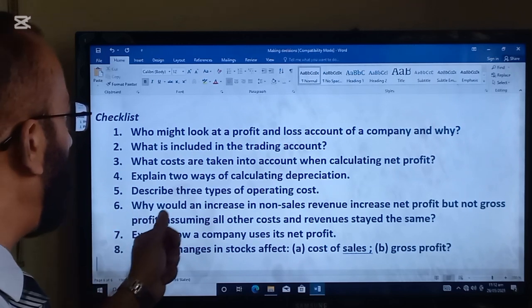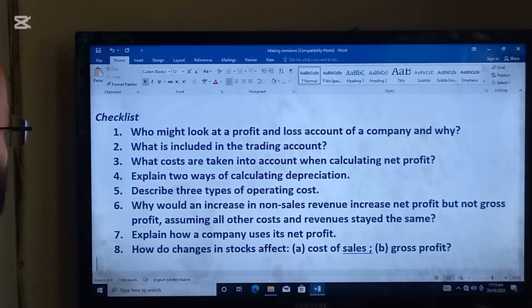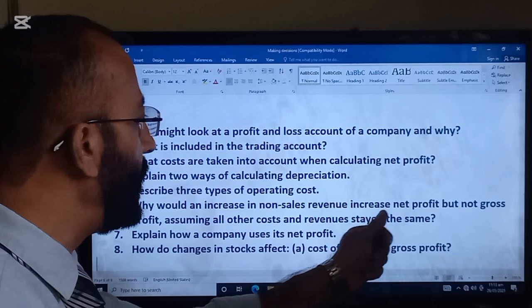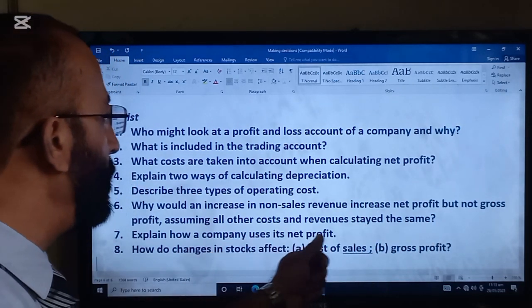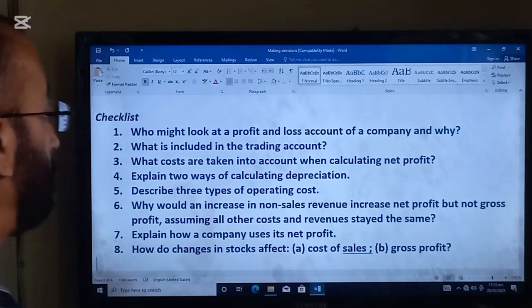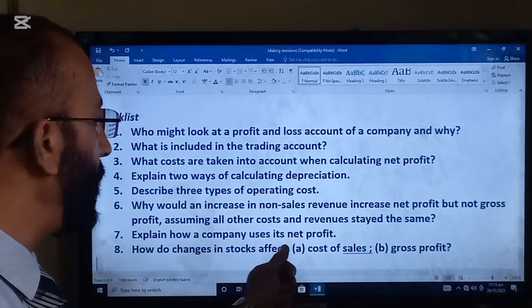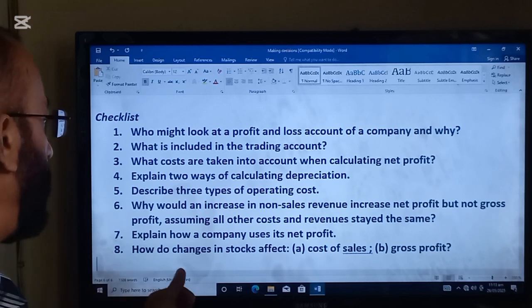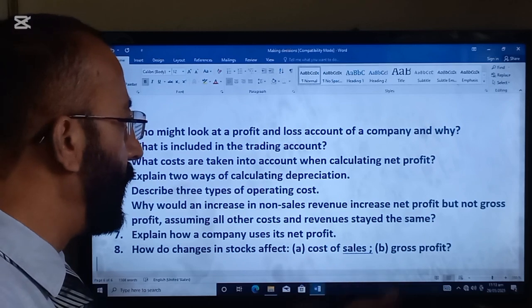Next question is, describe three types of operating cost. Next question is, why would an increase in the non-sales revenue increase net profit but not gross profit, assuming all other costs and revenues stayed the same? Next question, explain how a company uses its net profit. And the last question is, how do changes in stock affect the cost of sales and the gross profit?